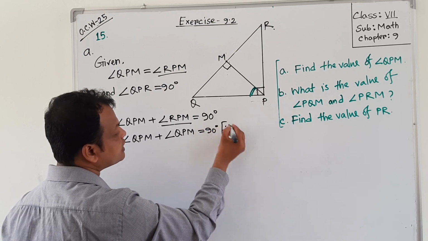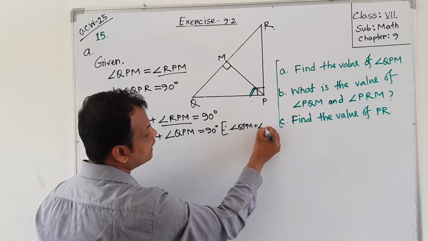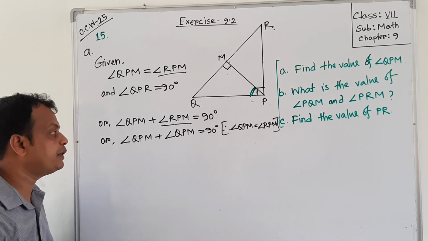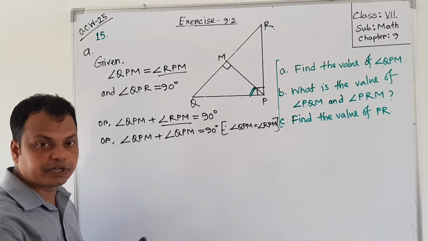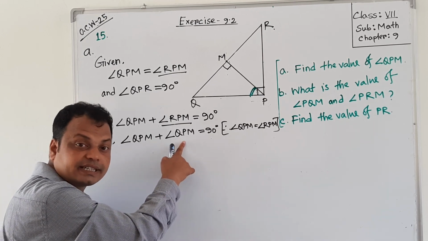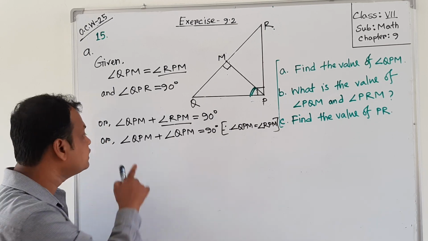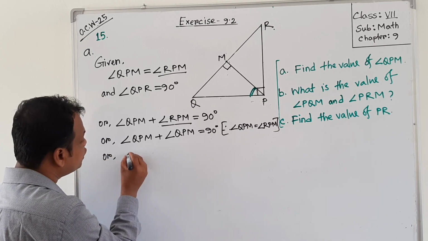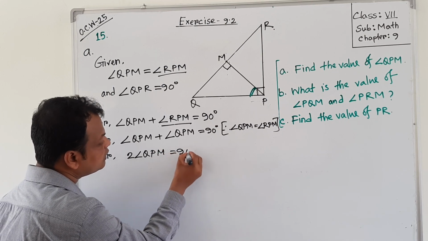We'll give the short side notes here: angle QPM equals angle RPM. Now, angle QPM plus angle QPM. Consider angle QPM as x. Then this one also will be x. So x plus x, what will be? 2x. When we add, we will get 2x. So in the same way, we get 2 angle QPM equals 90 degrees.